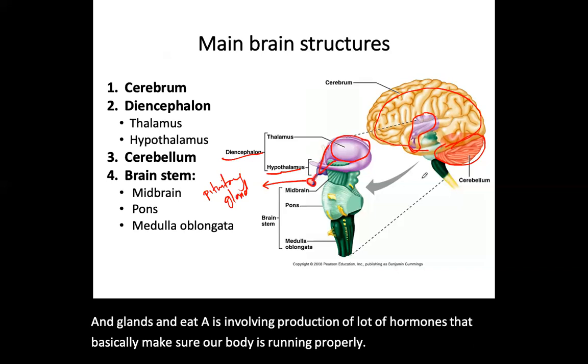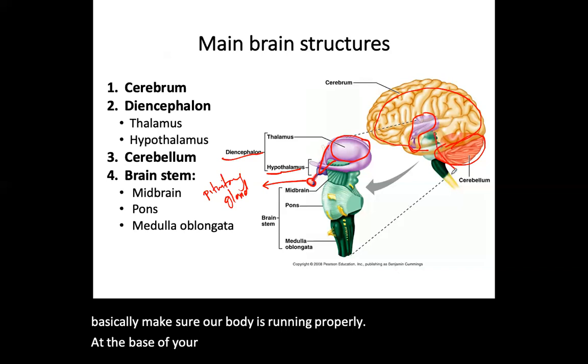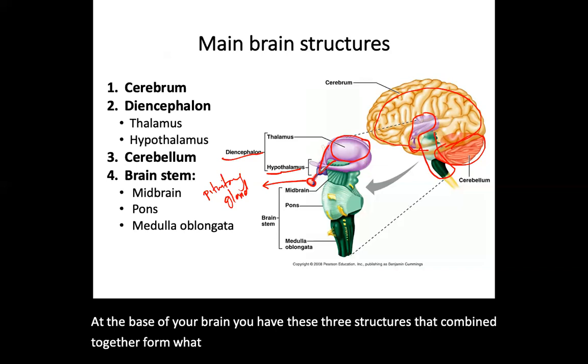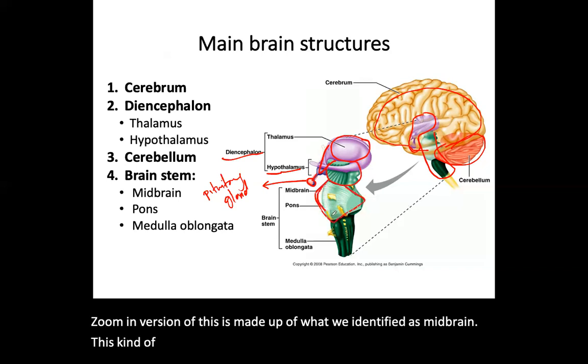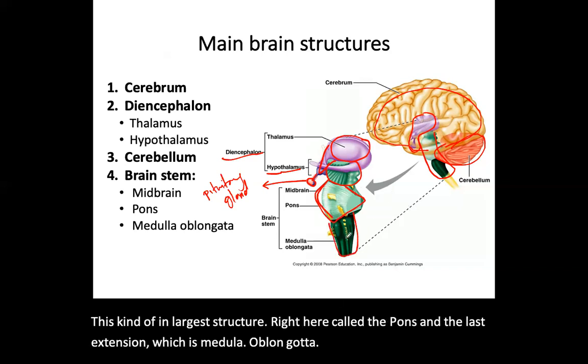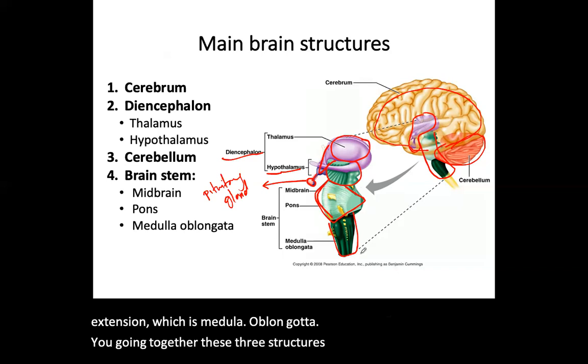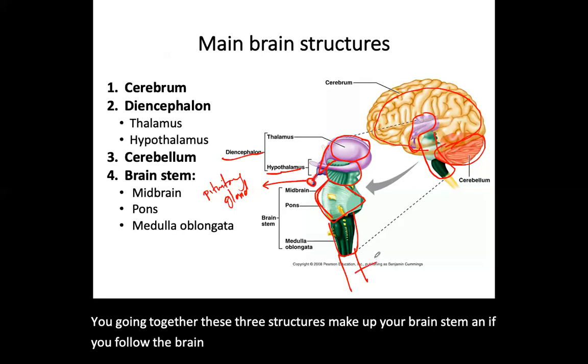At the base of your brain, you have three structures that combine to form what we identify as the brain stem. The zoomed-in version of this is made up of what we identify as the midbrain, this enlarged structure right here called the pons, and the last extension, which is the medulla oblongata. Again, together these three structures make up your brain stem. And if you follow the brain stem farther down, that would be your spinal cord.